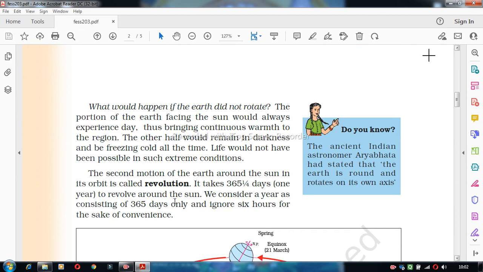Next, we are seeing about the revolution. So cadets, please first see the two diagrams which I told you.